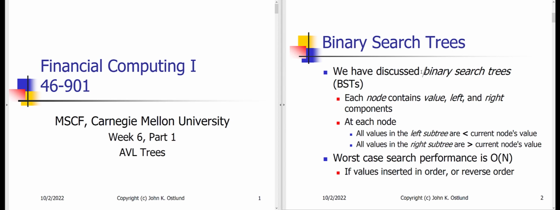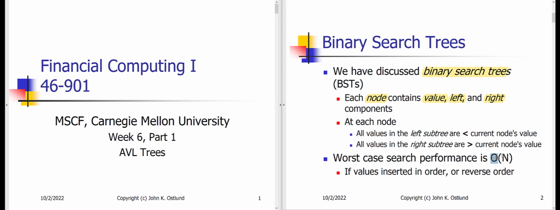Okay, so in a binary search tree, as we know, every node in the tree has a value as well as a left child and a right child. Our convention, and this is the convention that pretty much everyone uses, is that all values to the left of a given node are less than that current node's value, and all values to the right of the current node are greater than that current node's value.